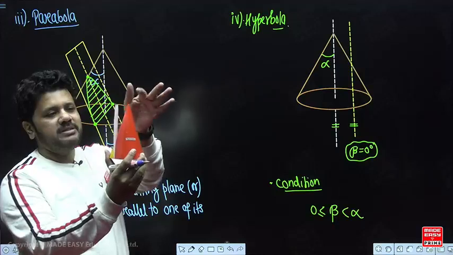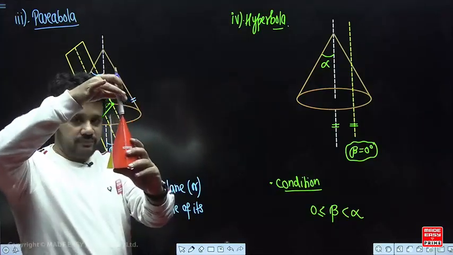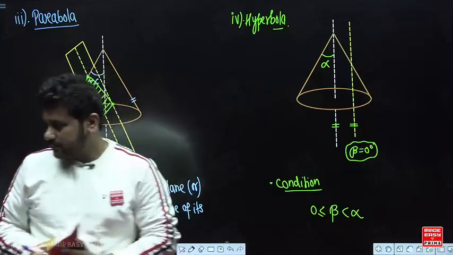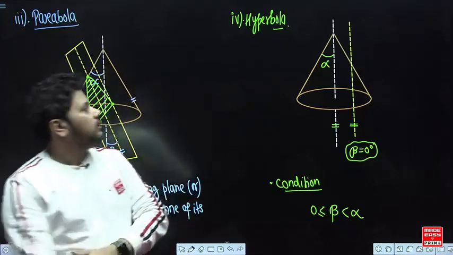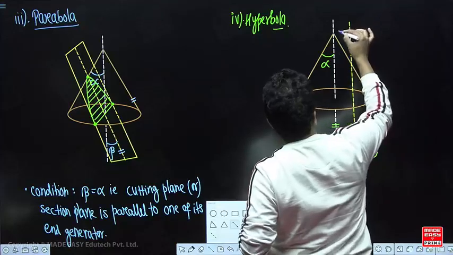So the model in my hand is beta equal to 0 degree because this section plane is parallel to the axis of this cone, right? ये हो गया, correct? So let me complete this one now.